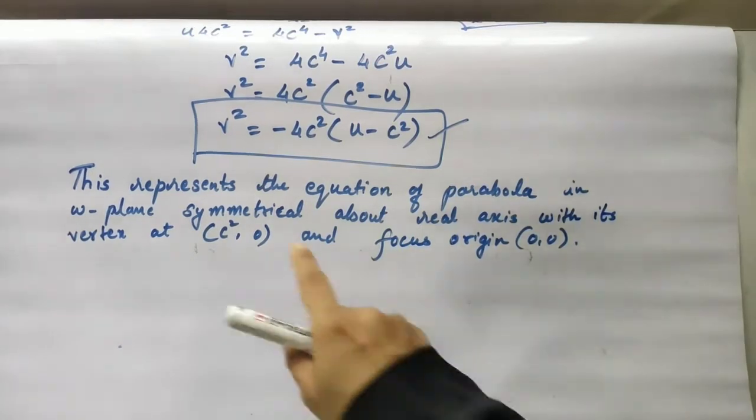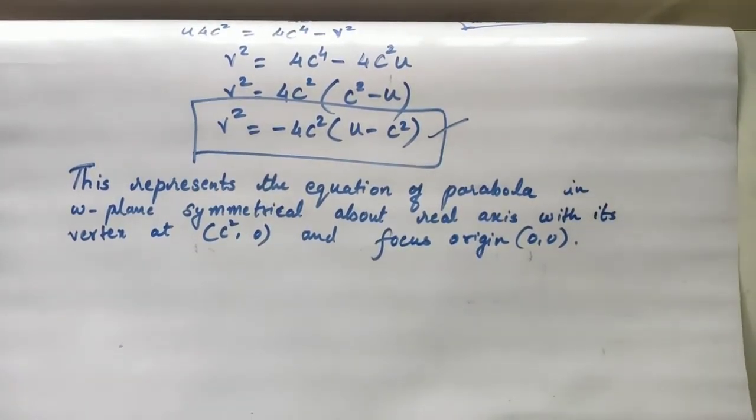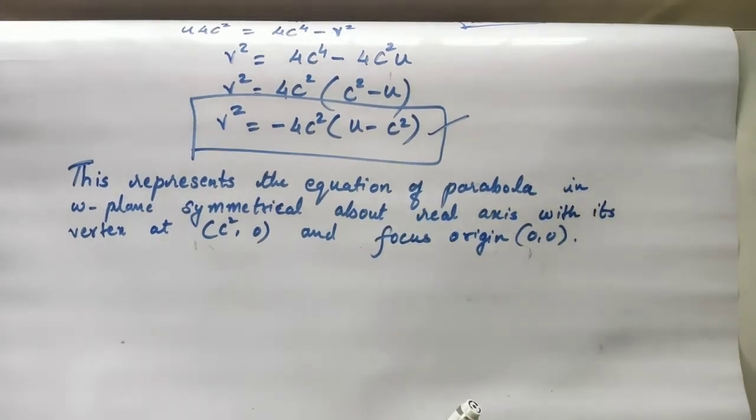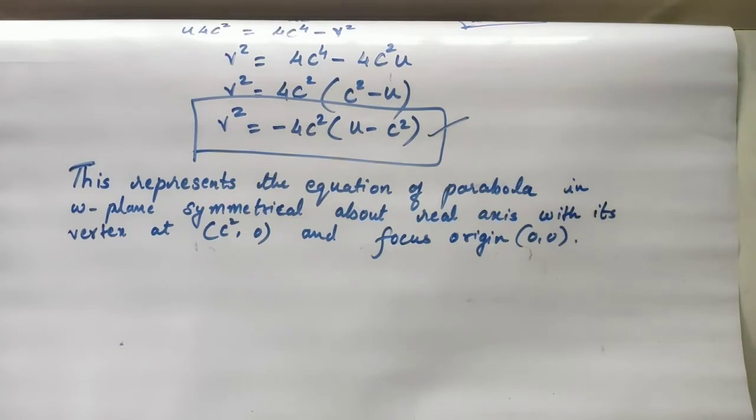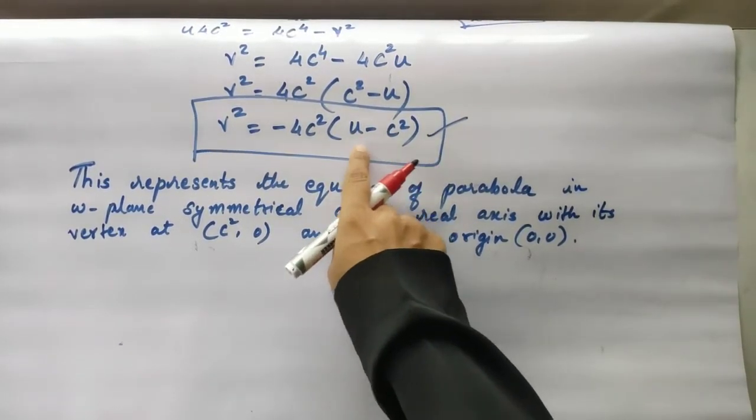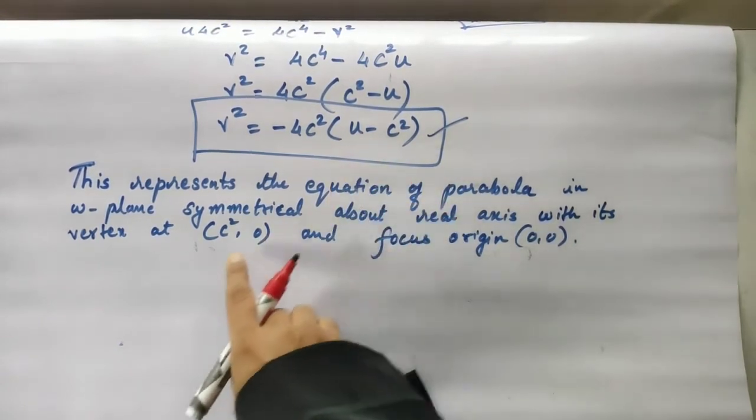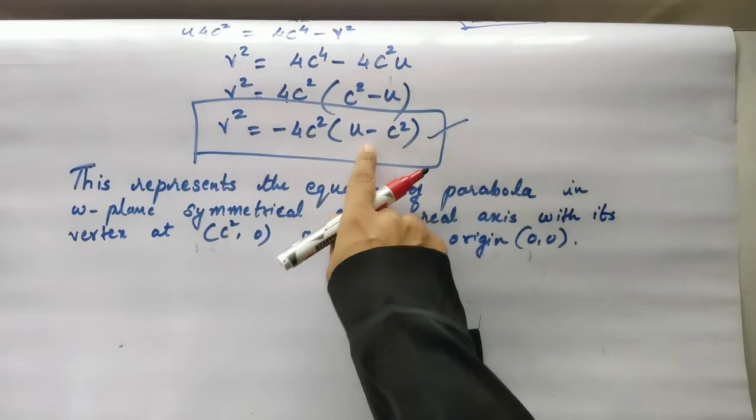As you see, it is quadratic in v square, which is the imaginary axis, right? Since it has even powers in v, it should be symmetric about the real axis. That's quite clear. Similarly, what about the vertex of the parabola? The vertex of the parabola is c square comma 0. If you put v is equal to 0, you get u is equal to c square.